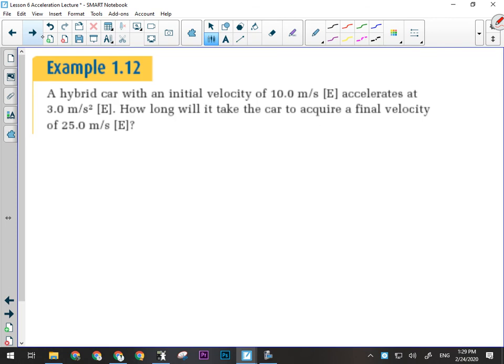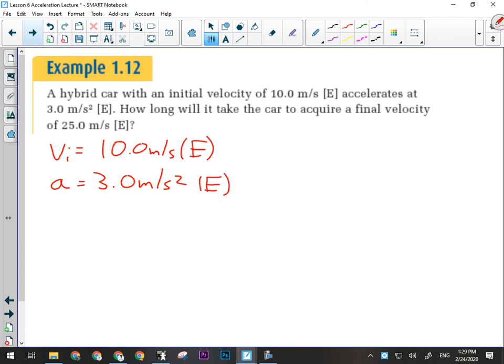Our first example here is we've got a hybrid car with an initial velocity of 10 meters per second east. So they just gave me VI, 10.0 meters per second east. It accelerates at 3.0 meters per second squared east. How long will it take the car to acquire a final velocity of 25 meters per second east? How long means I'm looking for what?